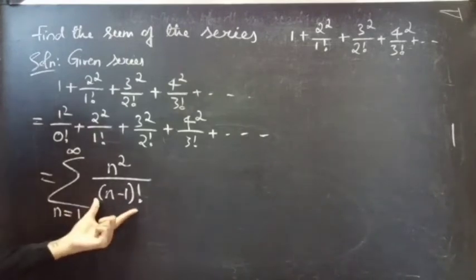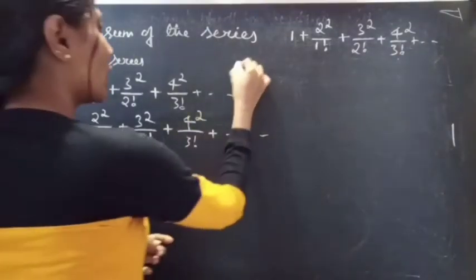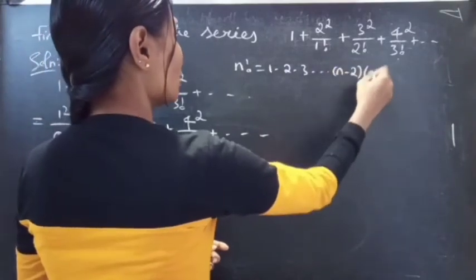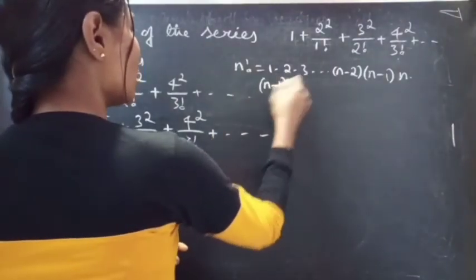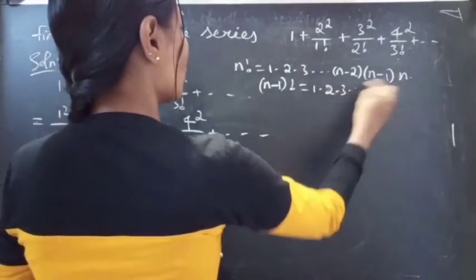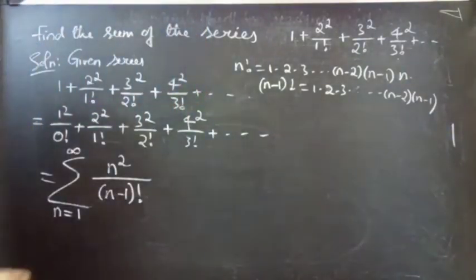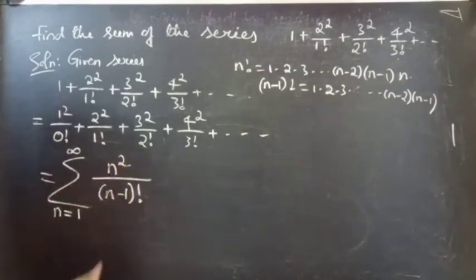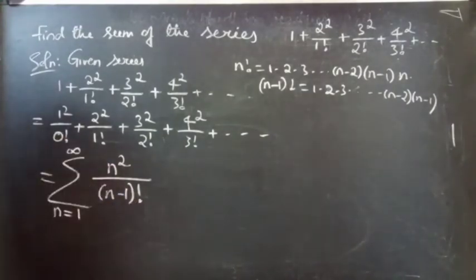In the denominator we have n minus 1 factorial, but in the numerator we have n square. We know that n factorial equals 1 into 2 into 3 into so on into n minus 2 into n minus 1 into n. Likewise, n minus 1 factorial equals from 1 to n minus 1: 1 into 2 into 3 into so on into n minus 2 into n minus 1. But we have n square in the numerator, so we'll change this n square in terms of n minus 1, since we have n minus 1 factorial in the denominator.